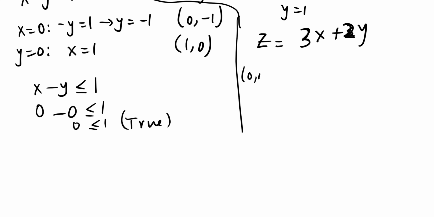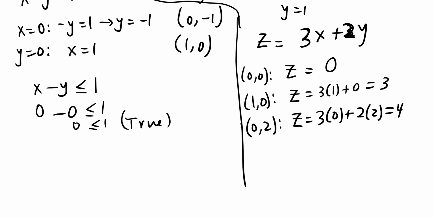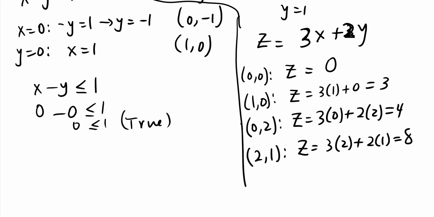The first point was 0, 0. Substitute in, the value would be 0 plus 0, 0. Another point was 1, 0. So z would be 3 times 1 plus 0, so that's a 3. The next point was 0, 2. So z equals 3 times 0 plus 2 times 2. That's a 4. The next point is 2 comma 1. So z equals 3 times 2 plus 2 times 1. 6 plus 2 is 8.